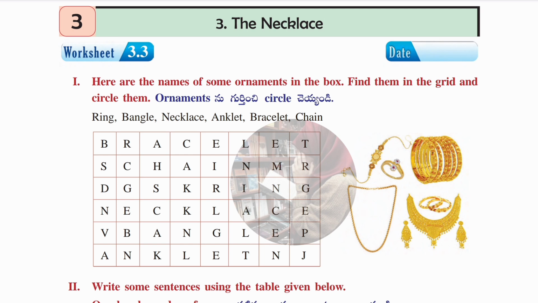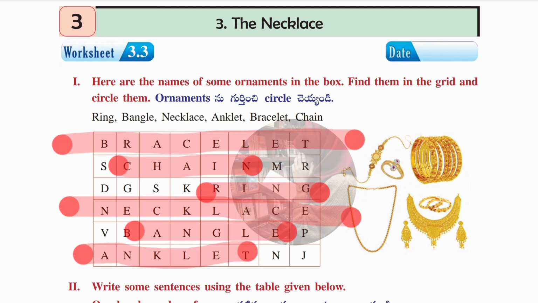I have just colored that particular word, please write it down carefully. Means you have to circle it. In the first row we have bracelet, in the second row chain, in the third row ring, in the fourth row necklace, in the fifth bangle, and in the last row anklet. Guys, just circle it carefully.